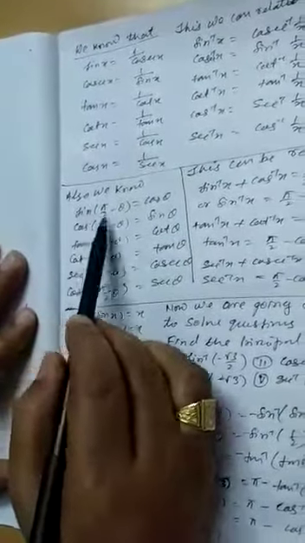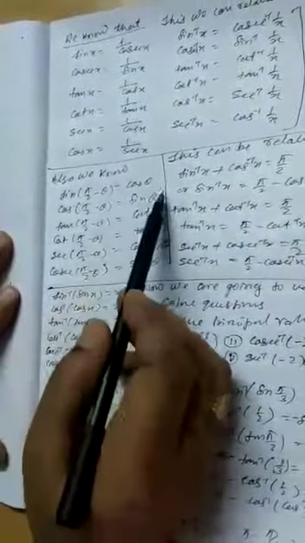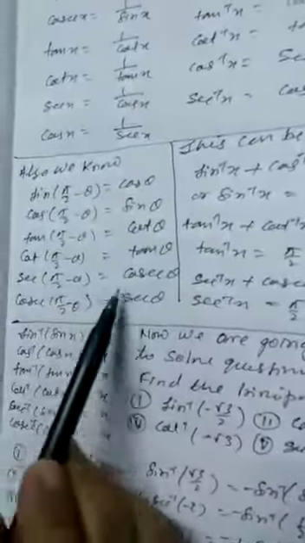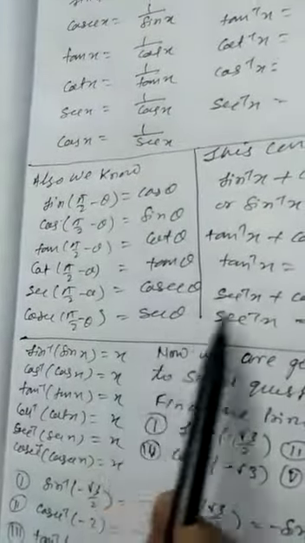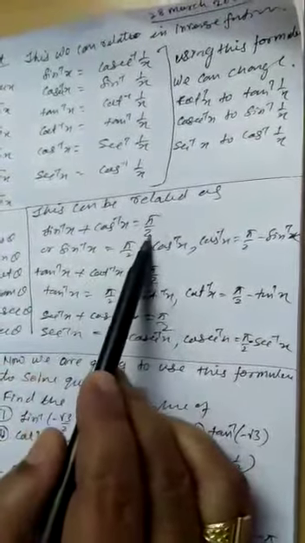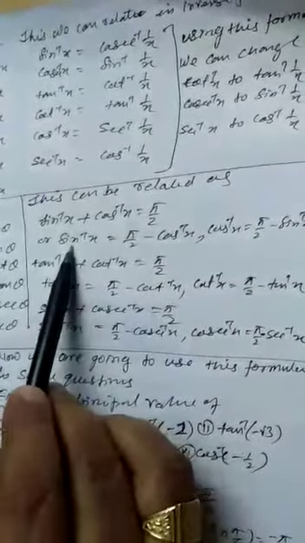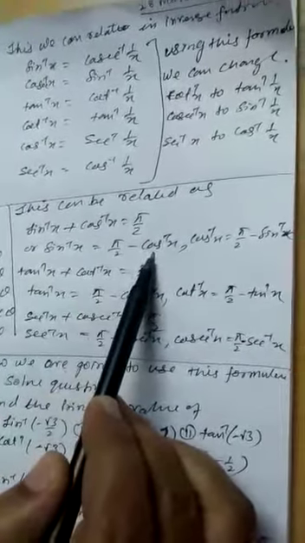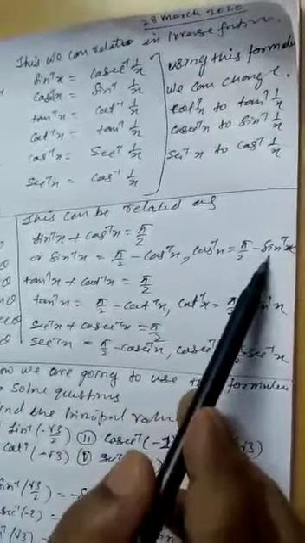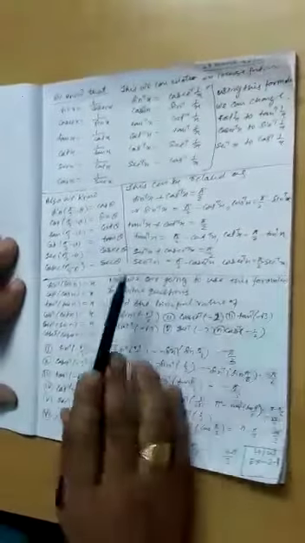Another formula you remember, sine 90 minus theta, that is pi by 2 minus theta, is cos theta, cos 90 minus theta is sine, tan cot, cot tan, sec cosec, cosec sec. This can also be related: sine inverse x plus cos inverse x equal to 90, that is pi by 2. Or sine inverse x equal to pi by 2 minus cos inverse x, and cos inverse x equal to pi by 2 minus sine inverse x. This formula also helps to convert from one to another. Here also we are going to convert tan to cot, cot to tan, sec to cosec, cosec to sec using this formula.